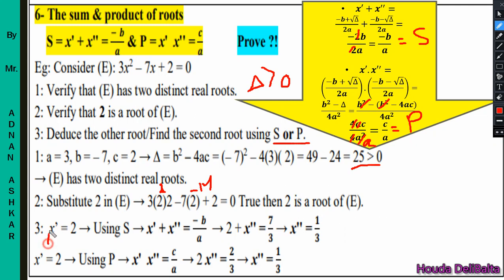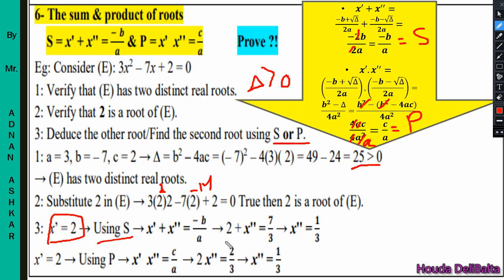Now I have one root, suppose it is x prime. How to use S to find the other root? I know that x prime plus x double prime is the sum. And applying this rule, x prime plus x double prime is minus b over a. I have b and I have a. So substituting x prime by 2 plus x double prime and then writing minus b over a in its value, which is minus minus 7, then 7 over a, then 3.